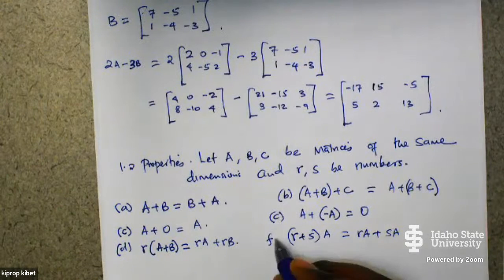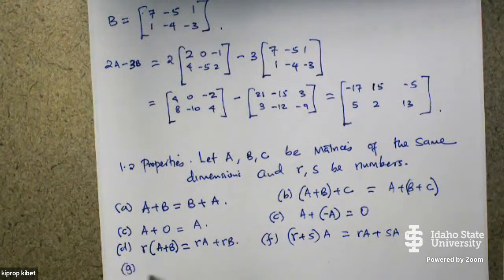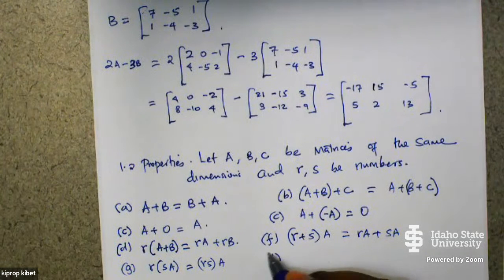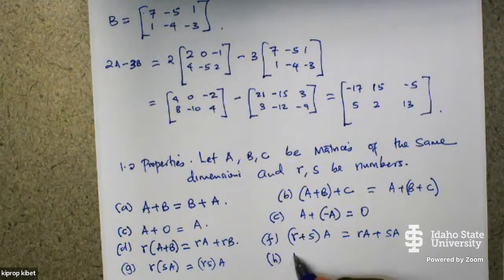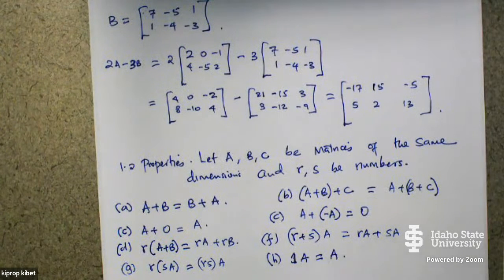And then number G, we have R, S, and then A. It is similar to multiplying RS first, and then multiplying by matrix A. And then the last one, H. If we have the identity, let's say 1, and you multiply by A, then it is the same as A. You remember the identity: you multiply the identity by a matrix, and you get the same matrix.